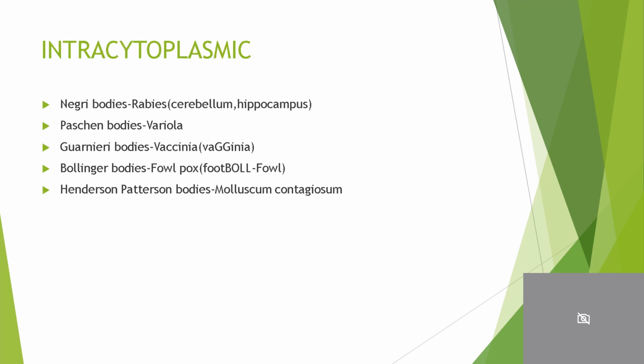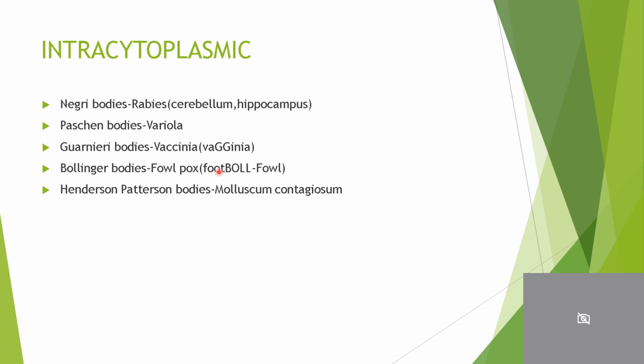Okay, so let's go through them one by one. First of all, we have the intracytoplasmic inclusion bodies, and these are the examples of it. Now in the intracytoplasmic, first example is your Negri bodies, which are seen in rabies virus, in the cerebellum and hippocampus. These are intracytoplasmic. Remember this. Then are the Paschen bodies, which are found in variola. Guarnieri bodies, which are found in vaccinia.